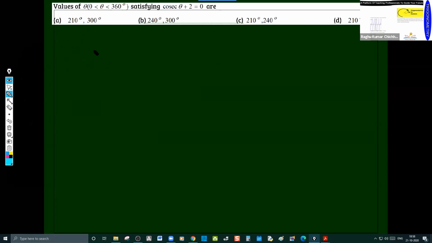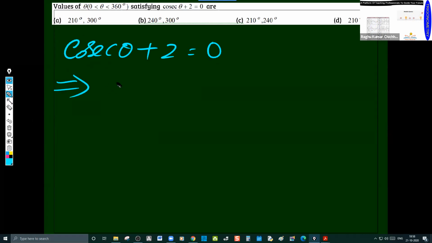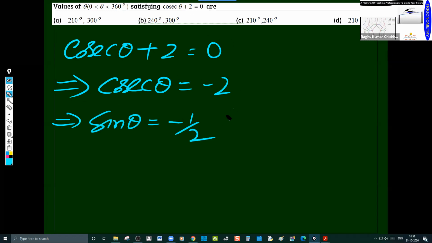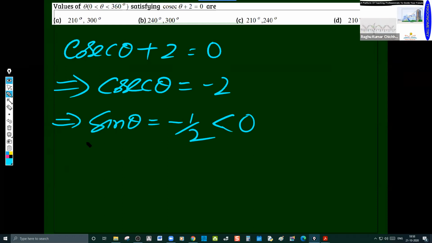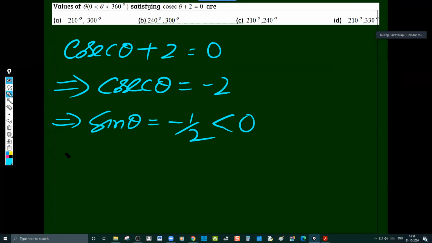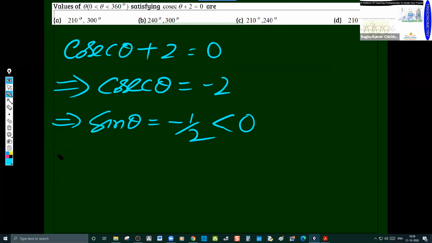Cosecant theta plus 2 is equal to 0. Implies cosecant theta is equal to minus 2. Implies sine theta is equal to minus 1 by 2. Whether it is negative or positive? Negative. Now, any one of you, you tell me in which quadrant sine is negative? In third and fourth. Third and fourth. That's good. Now, see this carefully.